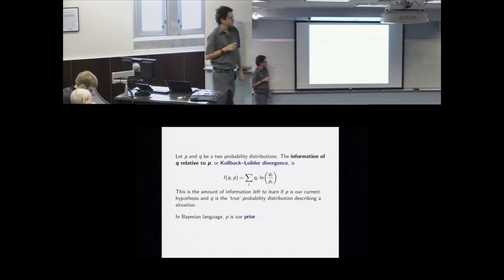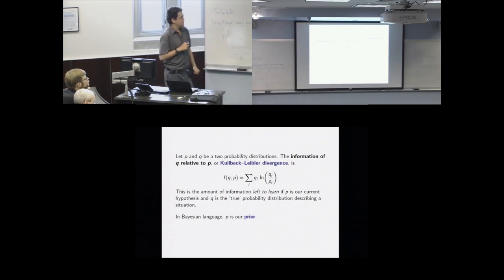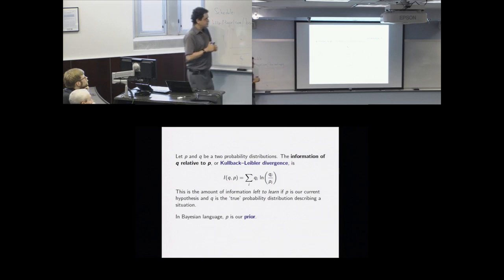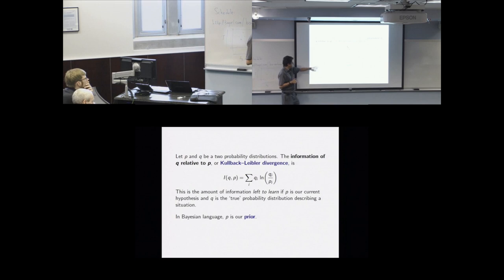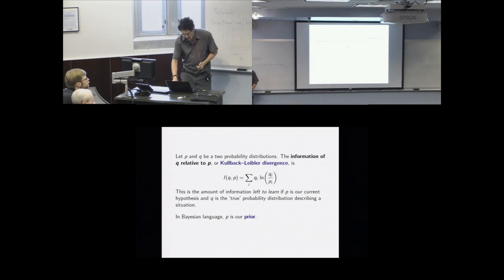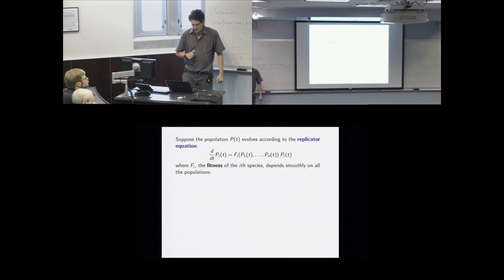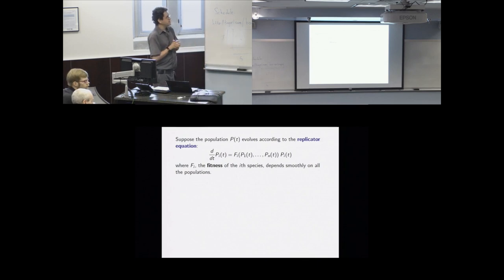But so what does this mean? This is the amount of information you have left to learn if P is your current hypothesis and Q is the, quote, true probability distribution describing a situation. I know Bayesians never like to talk about a true one, but we can pretend there's some true one and then say how much would we learn when we went from our initial guess to the truth. On average, this is how much you would learn. So P is playing the role of a prior, Q is a posterior. So then here's an interesting thing, which Mark Harper will talk about some more.